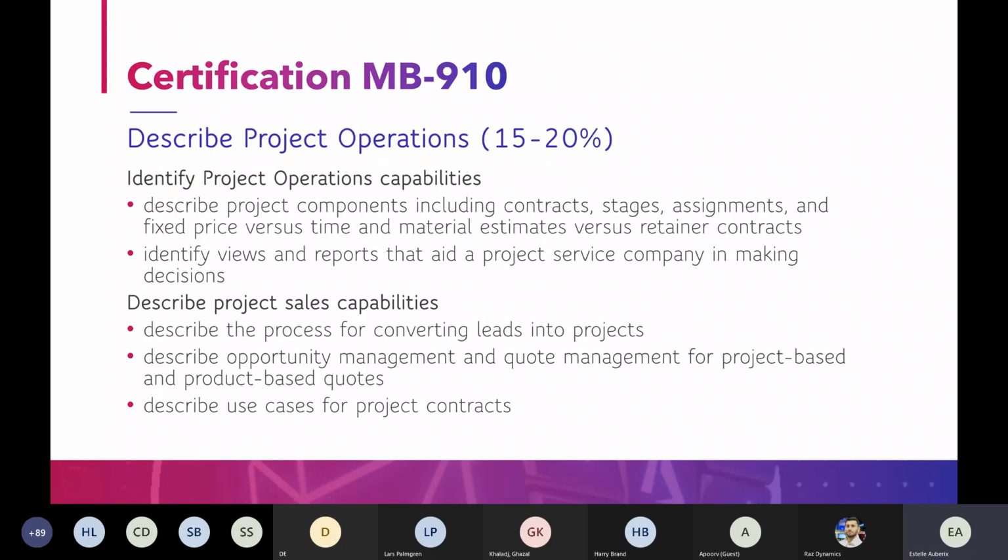The fifth part of this exam is about the project operation. So you will have to be able to identify project operation capabilities such as contract, stage assignment, price, fixed price, and also the project sales capabilities. So you will have to describe the process for converting leads into a project. This part is generally used by the lead of the commercial, and it could be a base for the commercial task force, in order to use the same method for the same team.